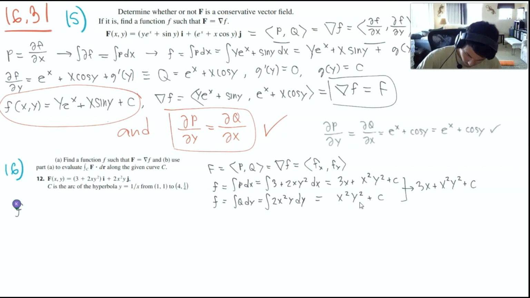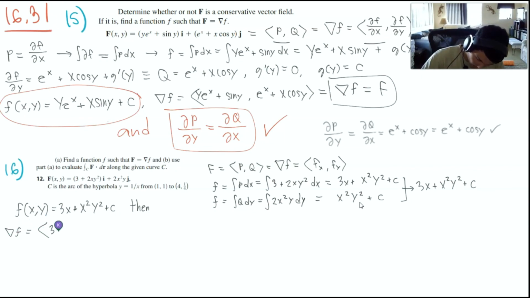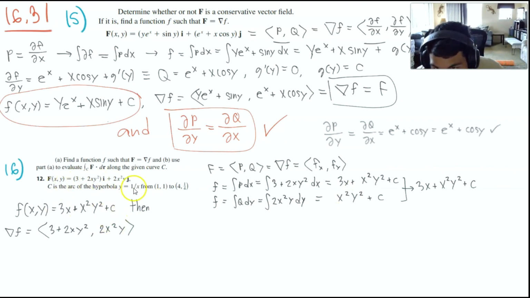So if f of x comma y is equal to 3x plus x squared y squared plus c, then del f would equal what? Let's see. It should equal 3 plus 2xy squared. And then let's take it with respect to y. Comes 2x squared y. Is this the same thing as we were given earlier? Oh, look at that. It's exactly the same thing. All of this is equal to all of that. So our field is conservative.